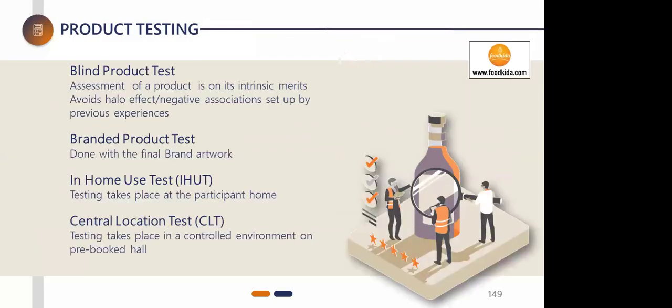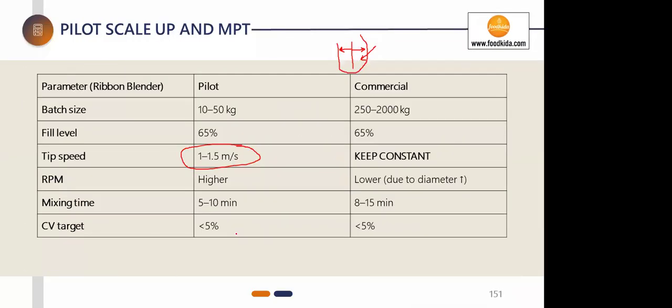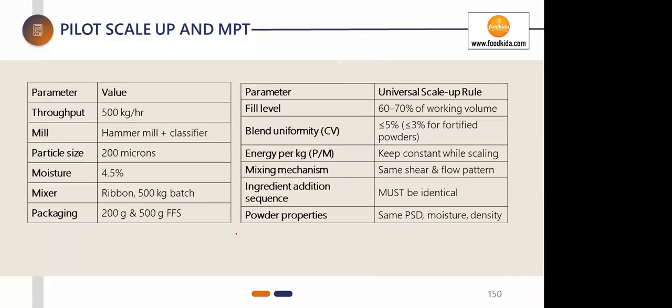Okay. Sir, can you go to the previous slide? This? Yes. So I just want to ask you about the parameters and universal scale-up rule. These parameters may vary product to product, or will they be constant? Yes. If it is a powder product, it will remain the same. If it is a liquid product, the properties will vary, no? The parameters will vary. This is universal for powders, I'm saying. For powder blending.